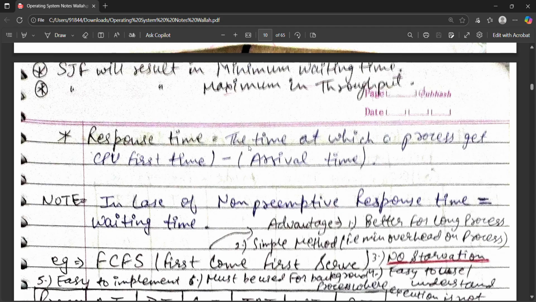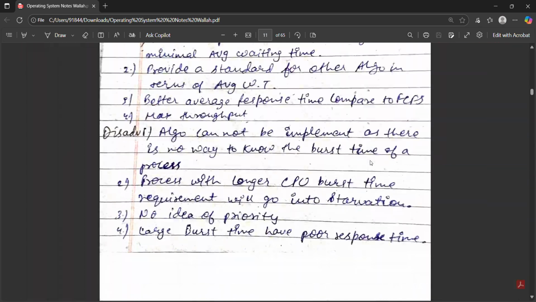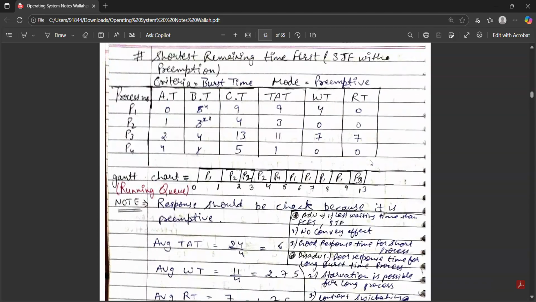If I arrived at 10:30 in the ready queue, and I get the CPU for the first time at 10:32, then 10:32 minus 10:30 is a difference of 2 minutes. So 2 minutes is my response time. So this is about the times. Note that in case of non-preemption, response time is equal to waiting time. This statement will become clear when we start solving numericals and examples.